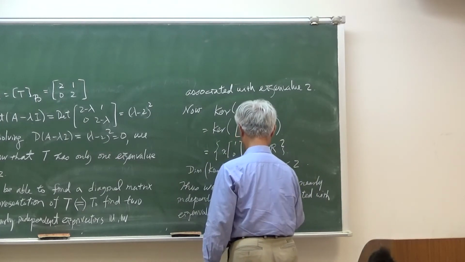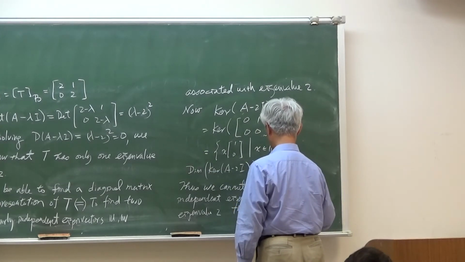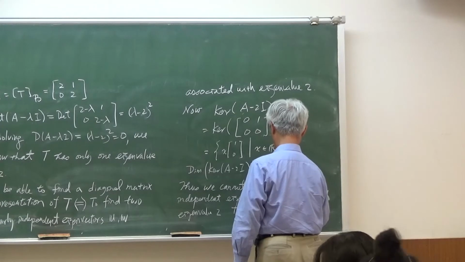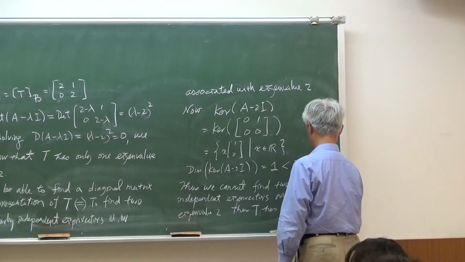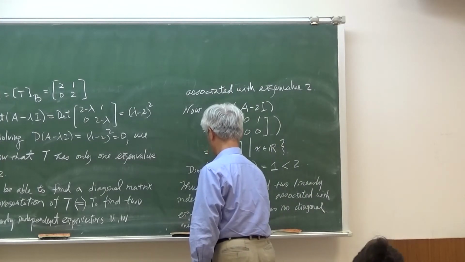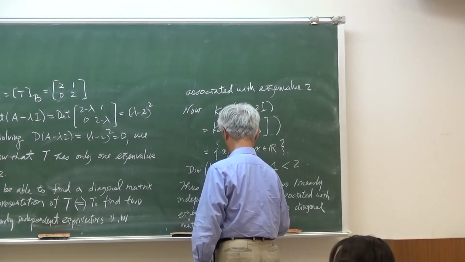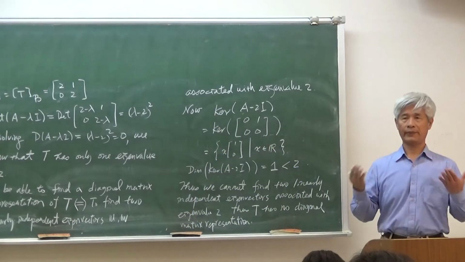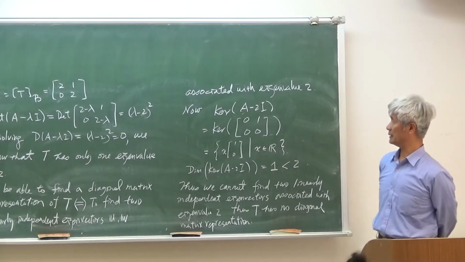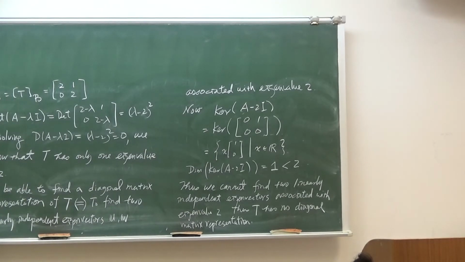Thus, T has no diagonal matrix representation. Right, so in this case it is impossible to find the matrix representation of T which is a diagonal matrix.